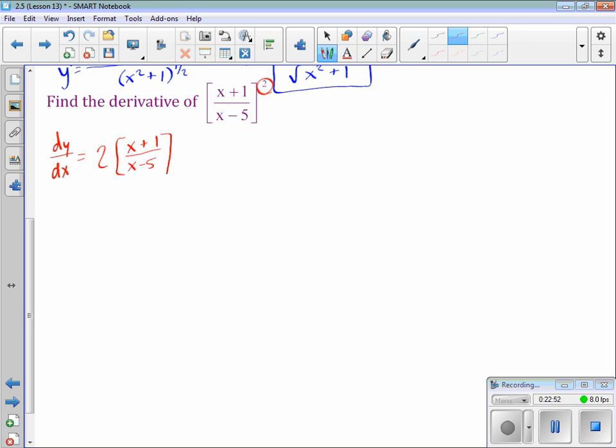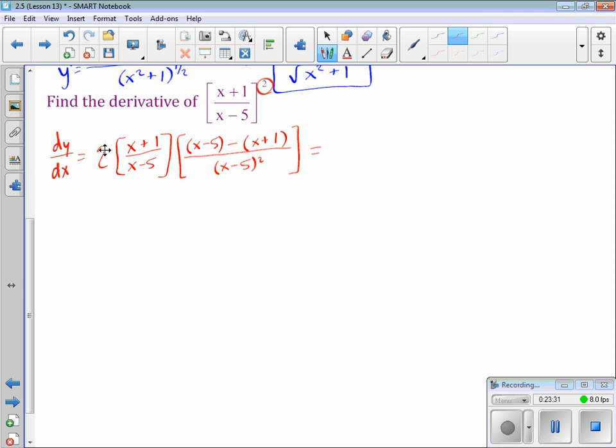And then it's going to be raised to the what power? The 1, so I'm not even going to write it down. And then what do I have to still do? Derivative of the inside. So if I take the derivative of the inside, just do low d high minus high d low over the bottom squared, and away you go. Okay, so low d high is 1 minus high d low is 1 over the bottom squared. And away we go.